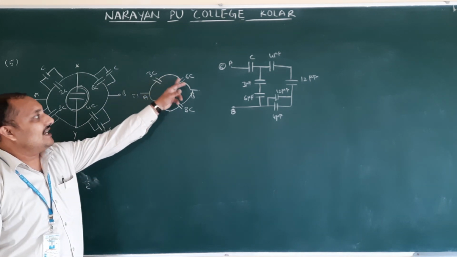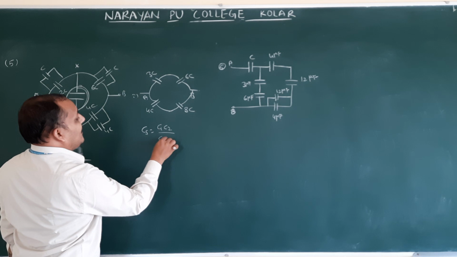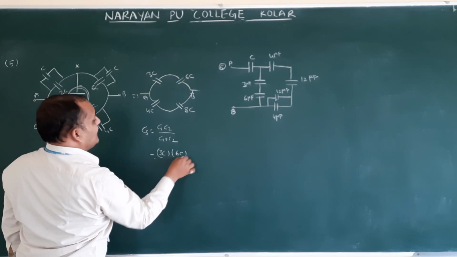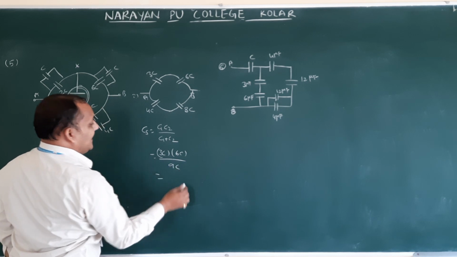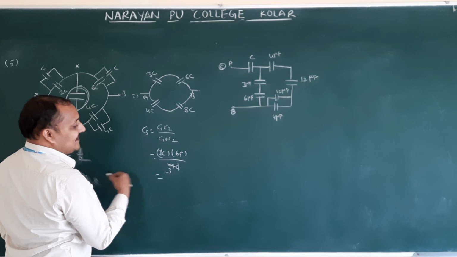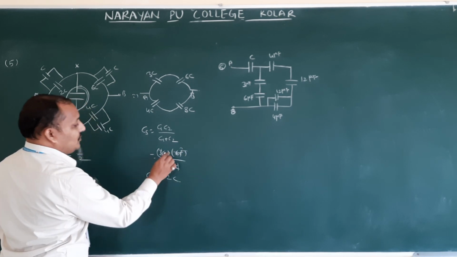See here, these two are connected in series. Series means what is the formula? Series is equal to C1 C2 by C1 plus C2. C1 C2 means 3C into 6C by 9C. 9C means 3 will be cancelled, 3 times 3, 2. Therefore, Cs is equal to 2C.